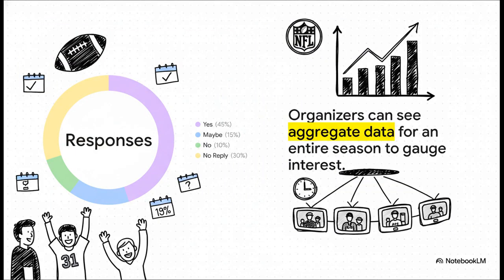So now organizers can start with this amazing big picture view. The NFL, for instance, could see the combined response data for an entire season. They could instantly tell which games are getting the most yes RSVPs and gauge fan interest across the board. That kind of insight, it's just invaluable for marketing and planning.